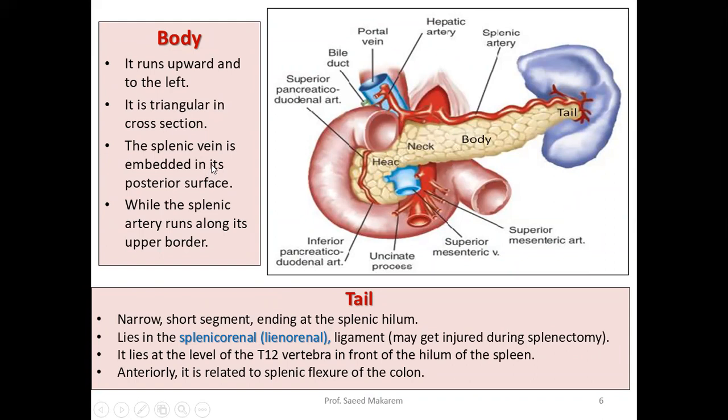The splenic vein is embedded in its posterior surface. If you see behind, the splenic artery is above the body, just near the upper border. But the splenic vein will be behind the pancreas, the body of the pancreas especially, embedded within its posterior surface, while the splenic artery runs along its upper border.